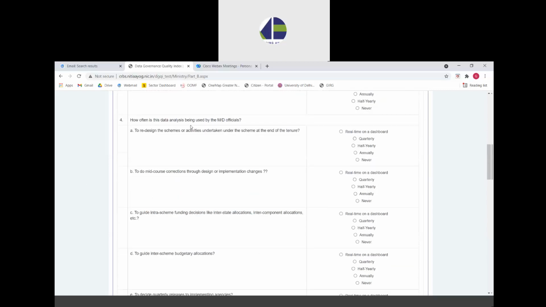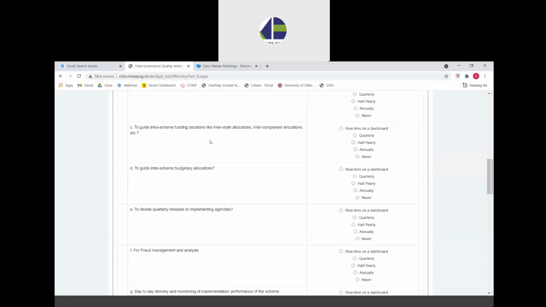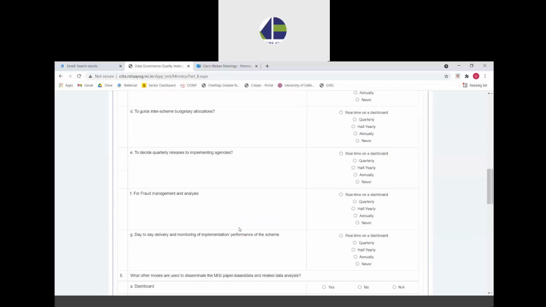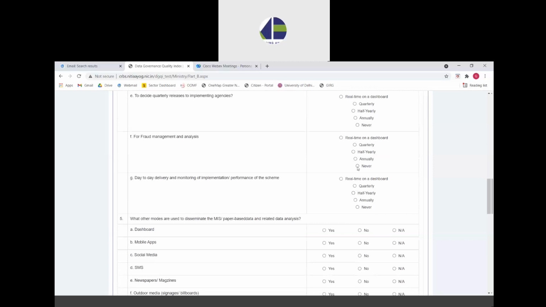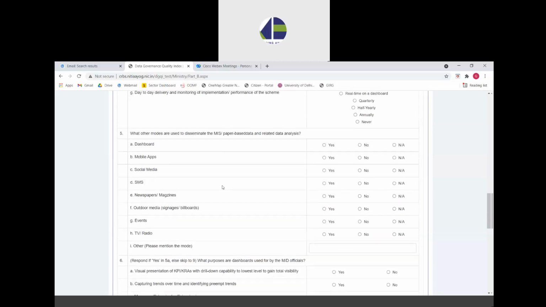The fourth question seeks to ask after this, that after the data analysis is done and it is documented, how is this being used by the ministry officials for various purposes? Is it being used to redesign the schemes or activities under the schemes? Is it being used to do mid-course corrections, and if it is being used, then at what frequency? So you can accordingly select all the purposes for which it is being used at the respective frequency. If you are not using it for that purpose, you're requested to choose never. So that covers the first 4 questions on data analysis.